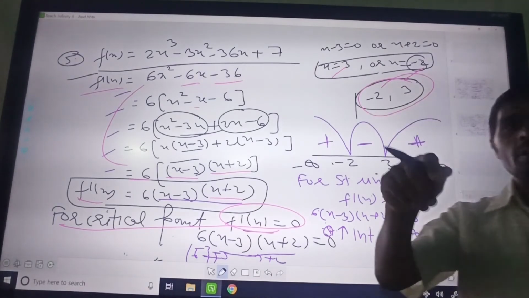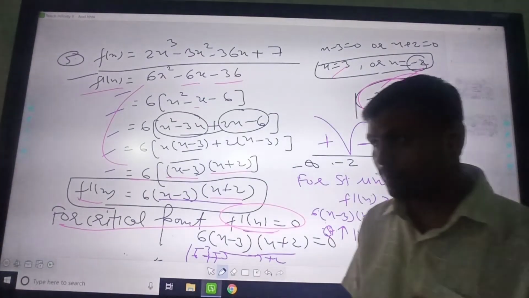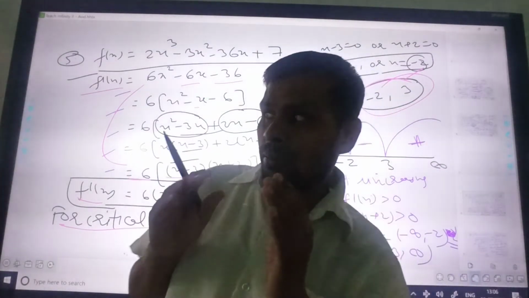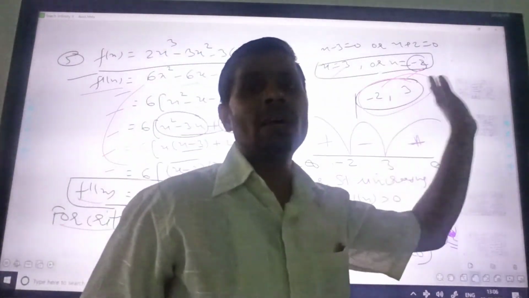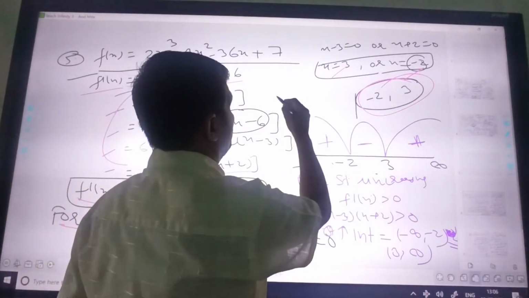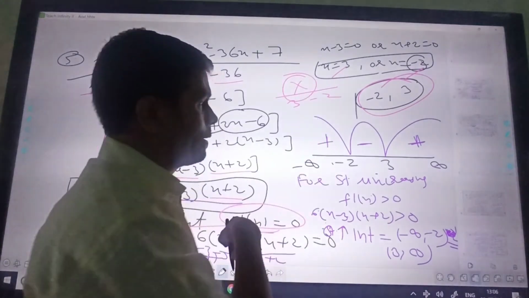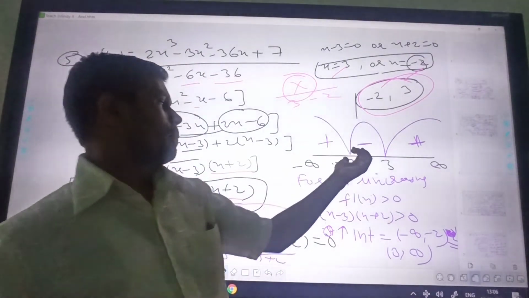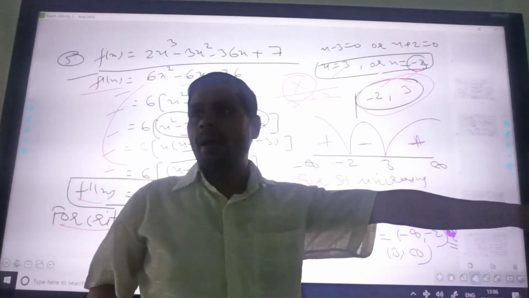After that you have to substitute these points on the number line. One important thing you must remember: the smaller value must be on the left hand side and the larger value on the right hand side. It must be clear to one and all. Sometimes some students commit the mistake of writing it the other way around. This is the wrong practice. The correct one is this: minus 2 is smaller than 3, so it will be on the left hand side and 3 will be on the right hand side.